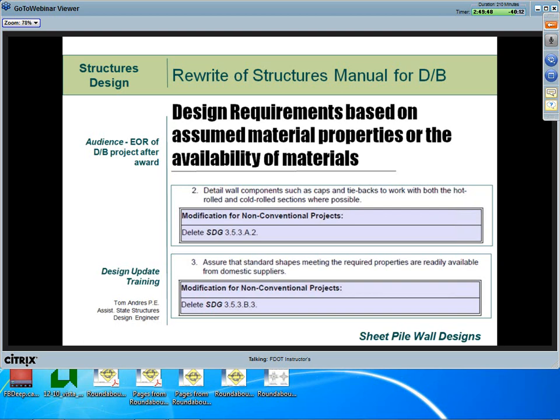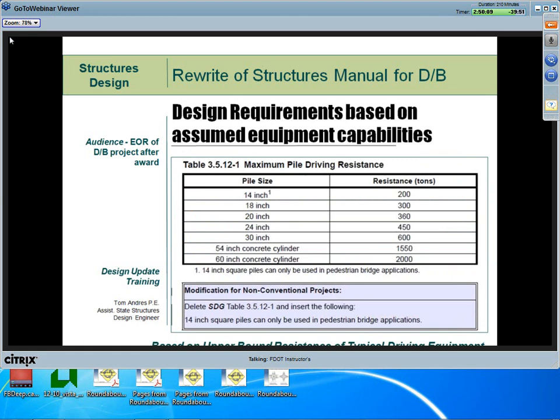Now, I might point out, just because we exempt it out as a requirement doesn't mean it might not be good practice. So the design, build EOR might, of course, check the availability of the section that he's working with the design, build firm on. So just to be clear, just because we exempt it out doesn't mean that it's not good practice. Okay, here's an example of where resistance limits for pile driving are specified for various pile sizes based on typical driving equipment.